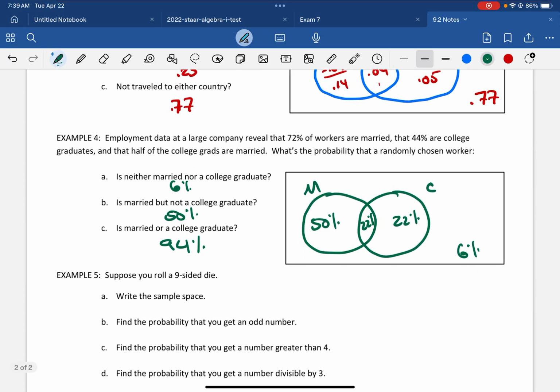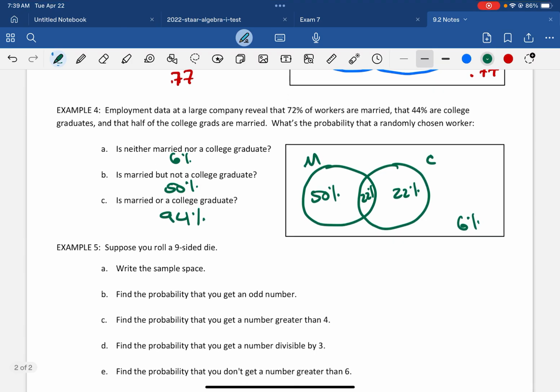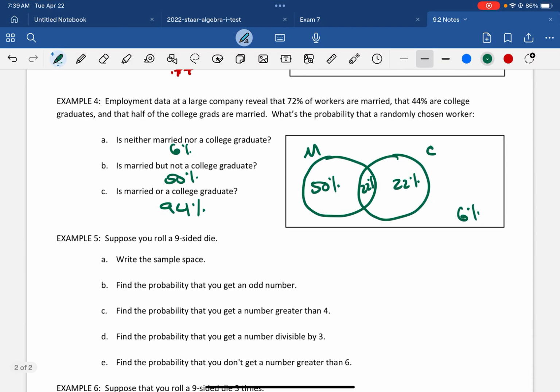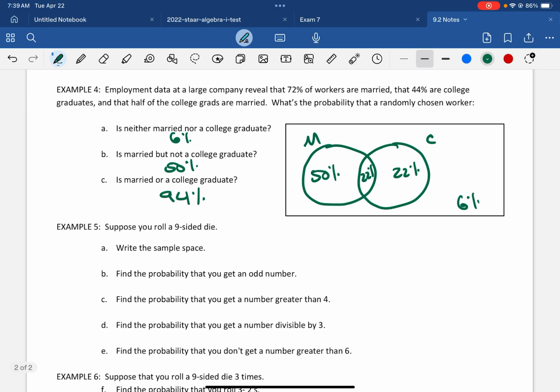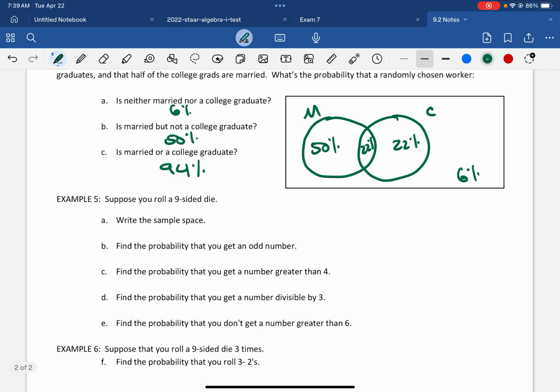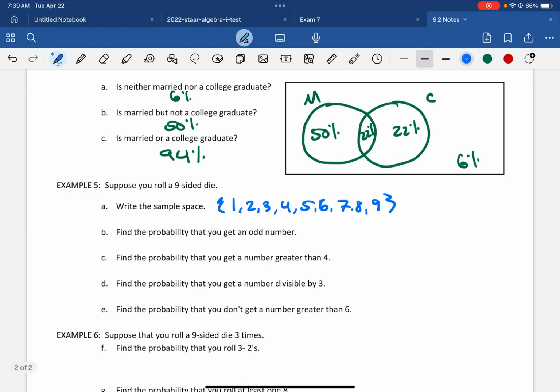94%. Okay. So suppose you roll a 9-sided die. Okay. First, says write the sample space. Well, 9-sided means the possibilities are 1 through 9. Find the probability that you get an odd number. So count the odd numbers. 1, 3, 5, 7, 9 are odd numbers. So 5 out of 9.